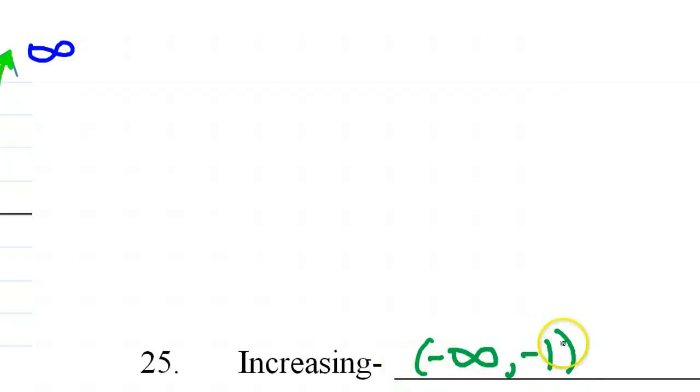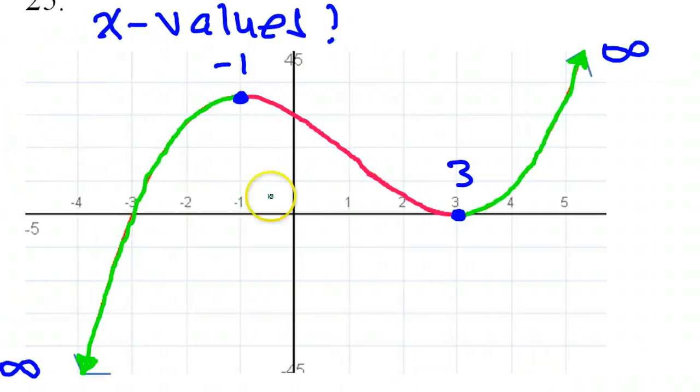Notice I'm using round parentheses, because right at -1, is it increasing or is it decreasing? It's the same point being shared by the green and the red. Well, the truth is it's neither. It's neither increasing nor decreasing right at this point. This is where it changes from one to the other. So at this instant, it's neither increasing nor decreasing. It's an instant of flatness.